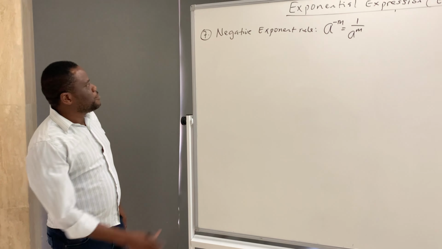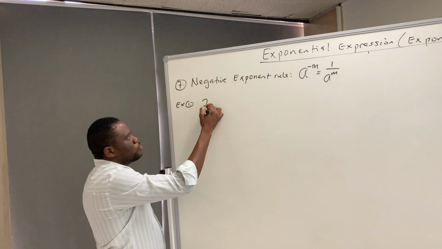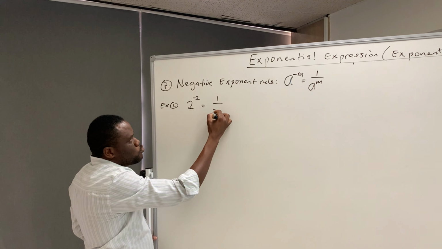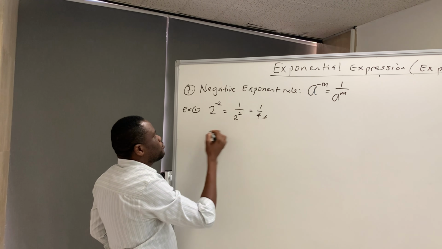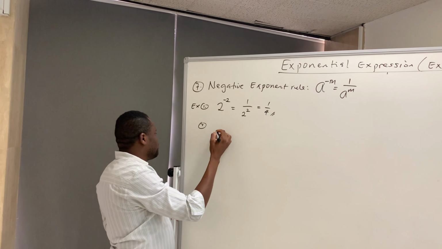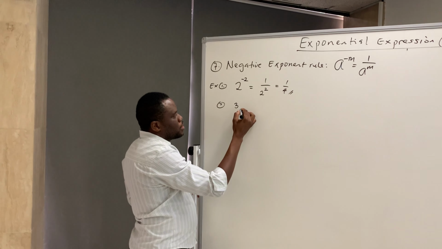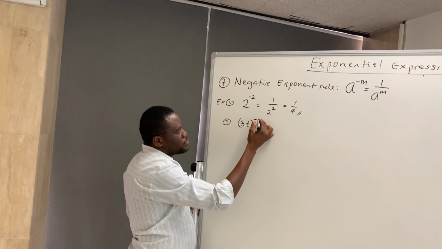Now, example. 2 to the power of minus 2, that is 1 over 2 to the power of 2, which means 1 over 4. Another example, let's say we have 3t to the power of minus 3.